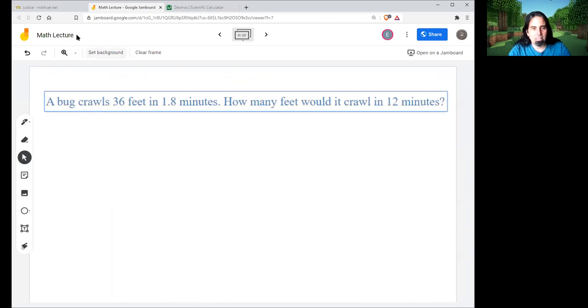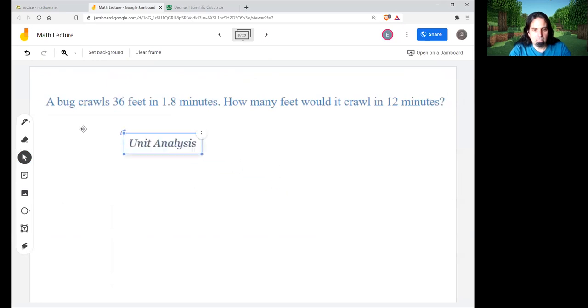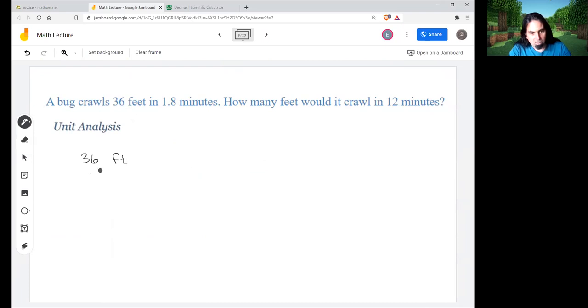Other people like the unit analysis. A bug crawls 36 feet in 1.8 minutes. How many feet would it crawl in 12 minutes? I'm going to multiply it by a fraction. Minutes was on top, so I should put my minutes for the next thing. I'm sorry, minutes was on the bottom, so I should put my minutes for the next one on top. 12 minutes over 1.